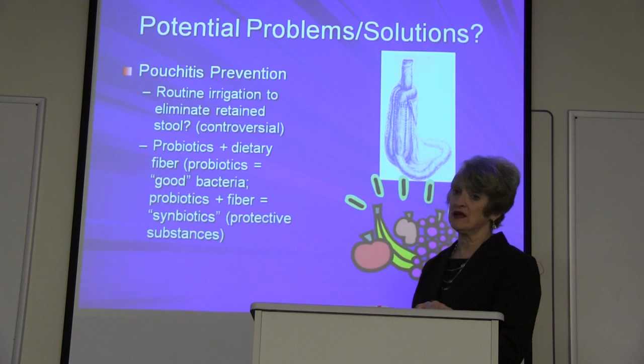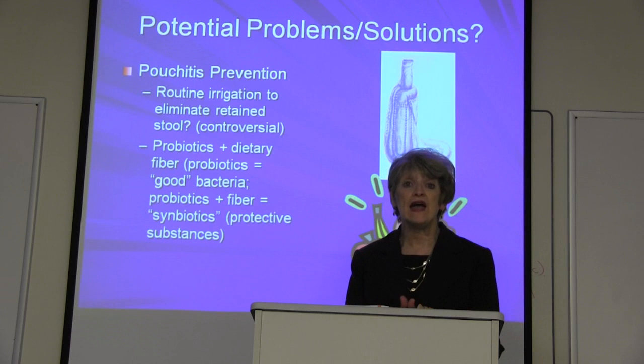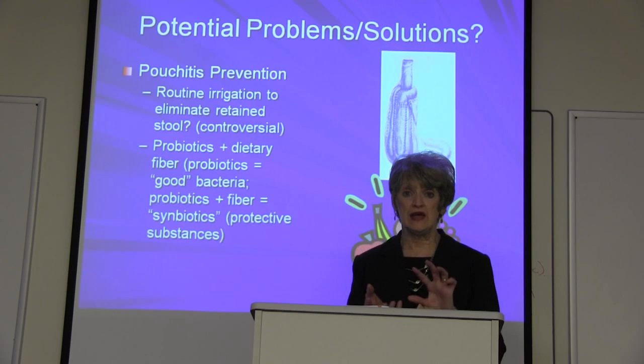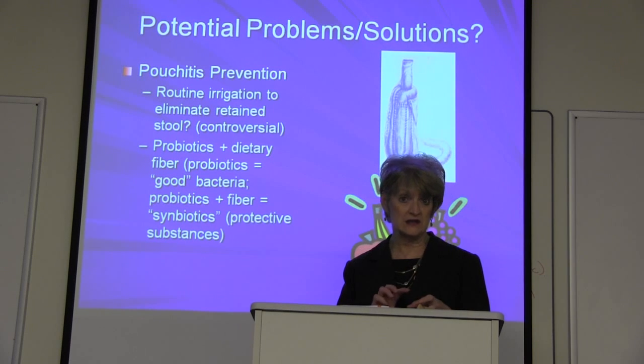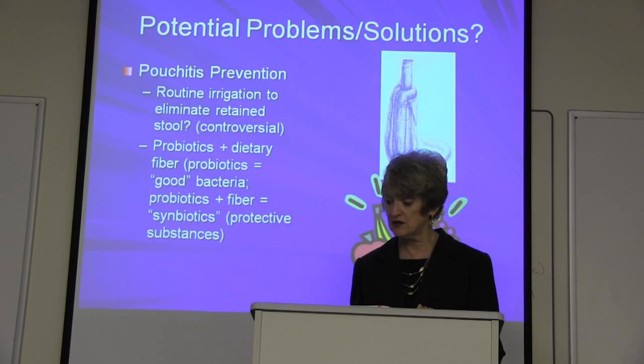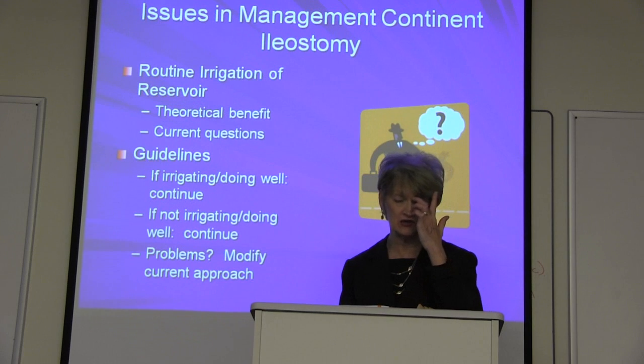But what about probiotics and dietary fiber? That is gaining increasing support. Probiotics are good bacteria like lactobacilli, bifidobacterium. They interact with the fiber in the diet, soluble fiber as well as insoluble fiber, to produce protective compounds, symbiotics, that actually protect the bowel wall. And there's increasing evidence that routine intake of probiotics can help prevent pouchitis and can help prevent recurrence in a patient who's had one episode.